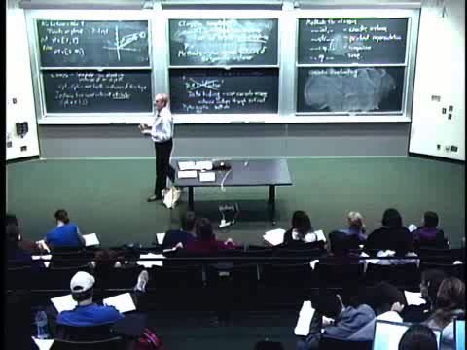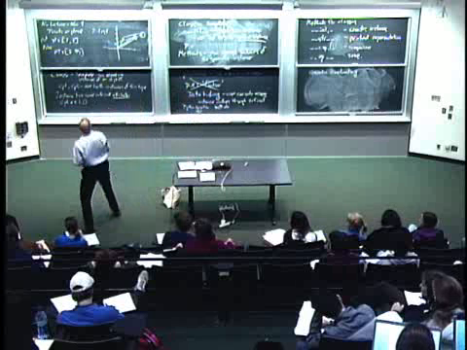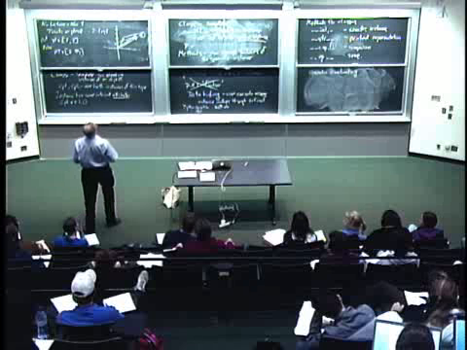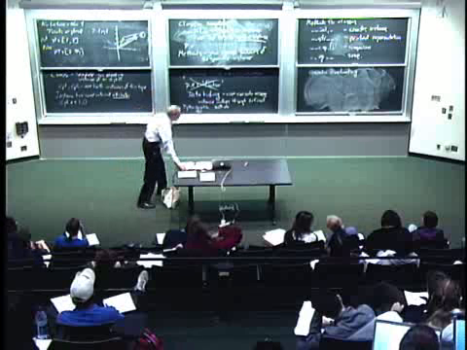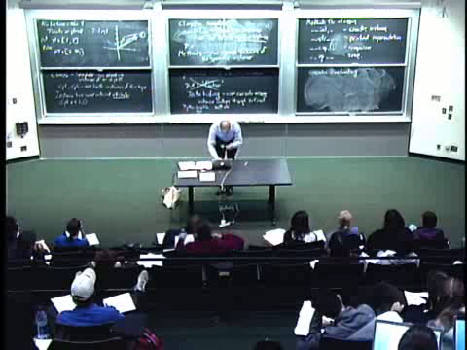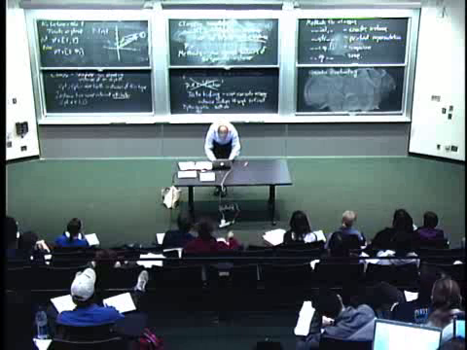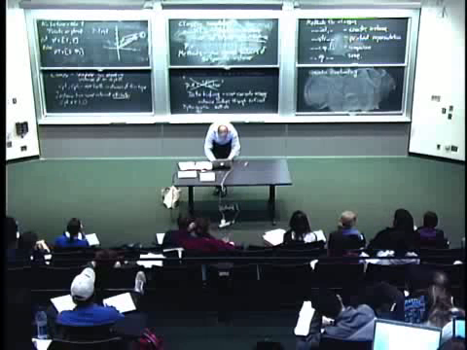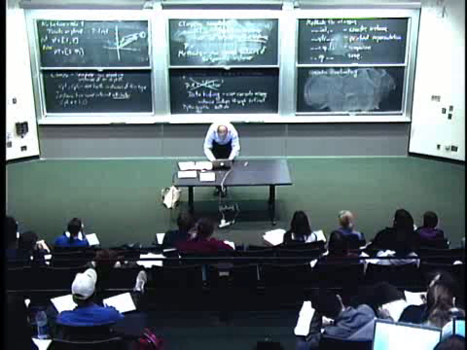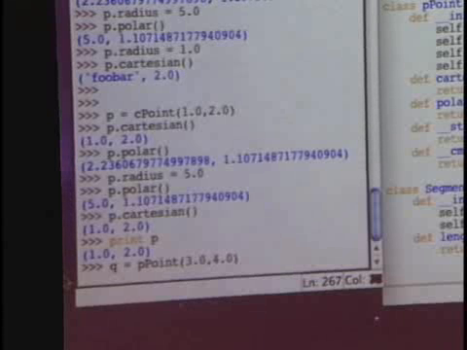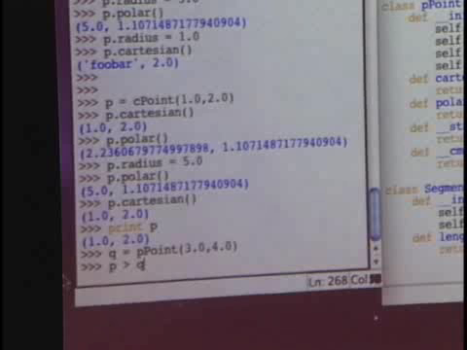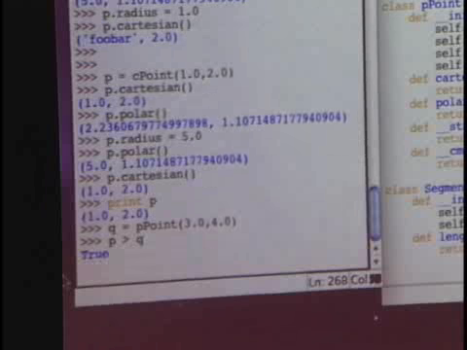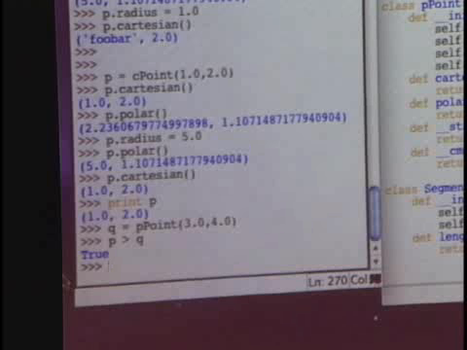Yes, ma'am? For your CMP, where does the other come from? Right, CMP other. So how would I call this? It's a good question. Here's the way I would call it. Let me create a polar point. I'm going to call it Q, and we'll give it some random values. And now I want to know, is P greater than Q? Now, it happens to return true here, but the question is, where does the other come from?